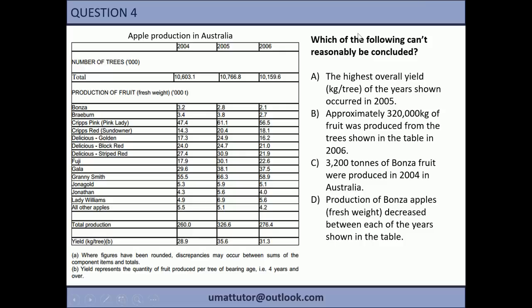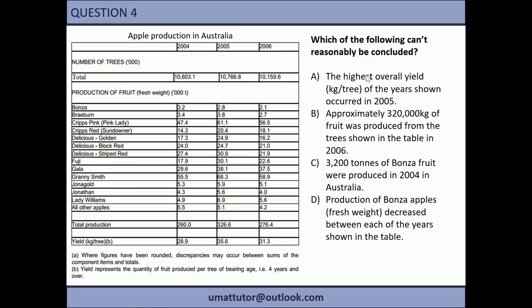That looks pretty good to me. Again, you can see that the wording of it, overall yield kilogram per tree, which is pretty much what they've got down here, of the years shown, which is good because it's saying that we're just interested in 3 years shown here, not all of the years in history. And of those 3 years, the highest number was in 05. And as you can see, that is the case here, because 35 is more than these two. So A is looking pretty good. But remember, look for the one that can't be concluded. So therefore, A can't be the correct answer.